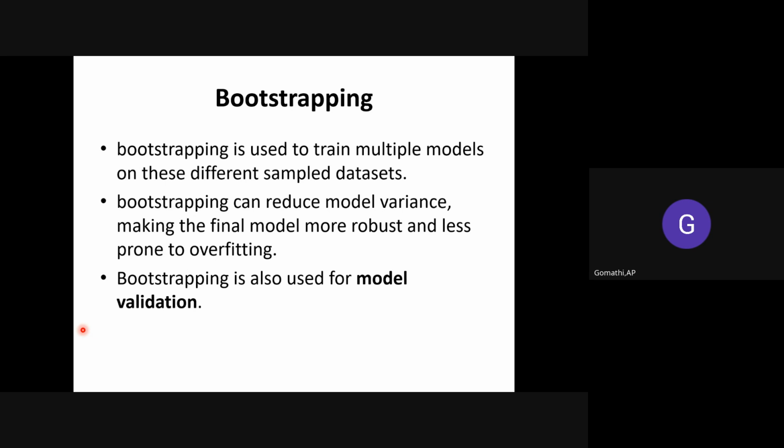So it produces a large number of bootstrap samples. Here, each sample is used to calculate a desired statistic like mean, median, or variance. So this is the concept behind repeat sampling. Can you understand? So, repeat sampling.